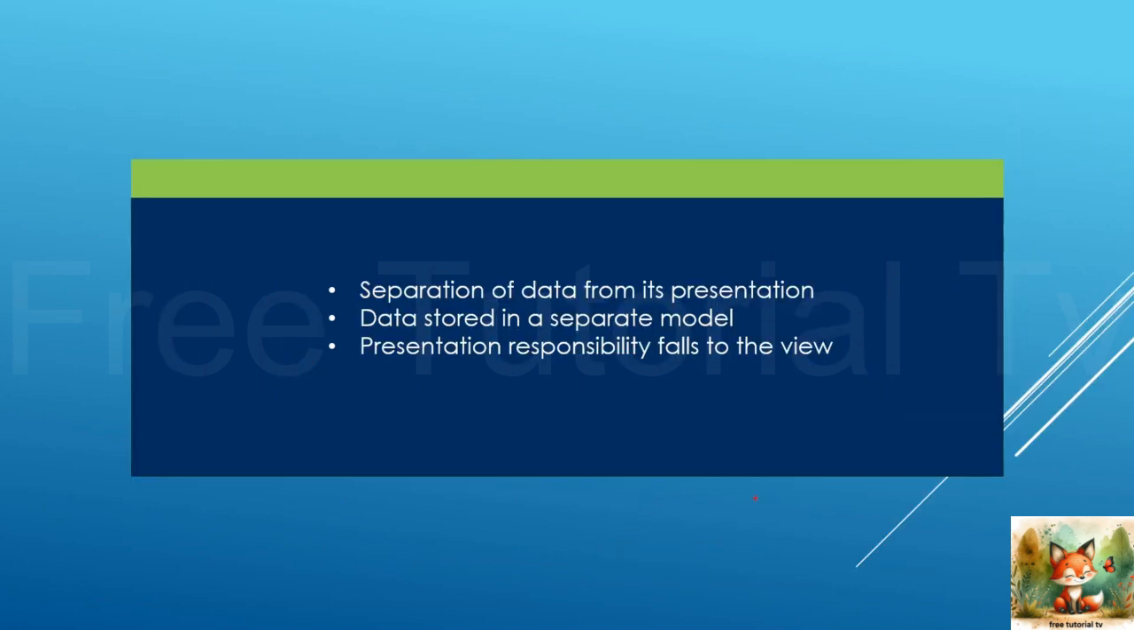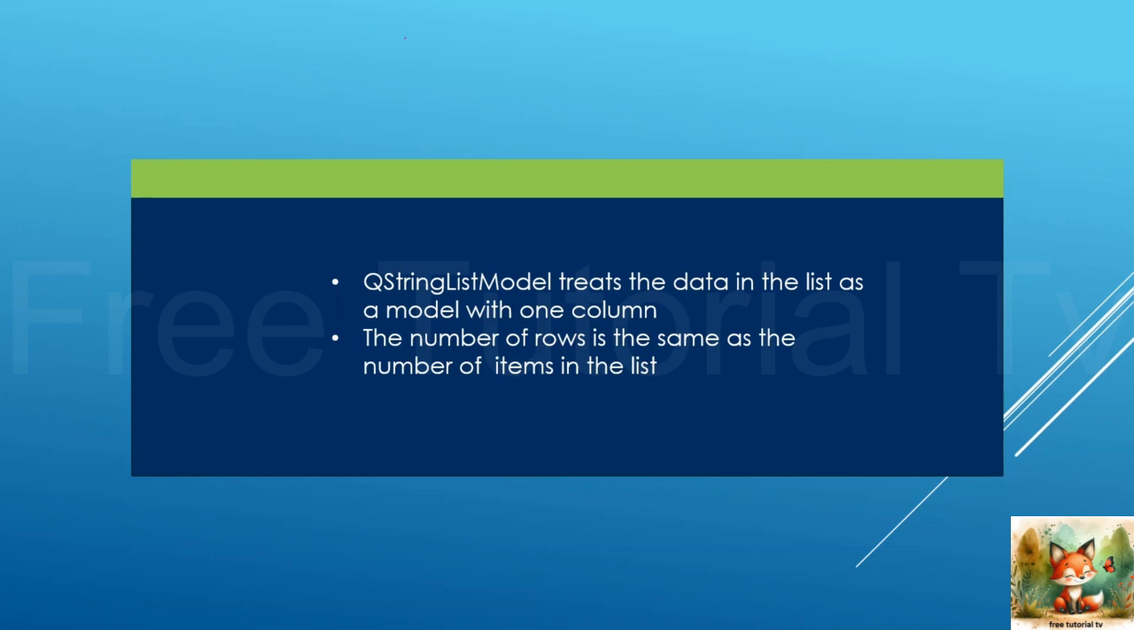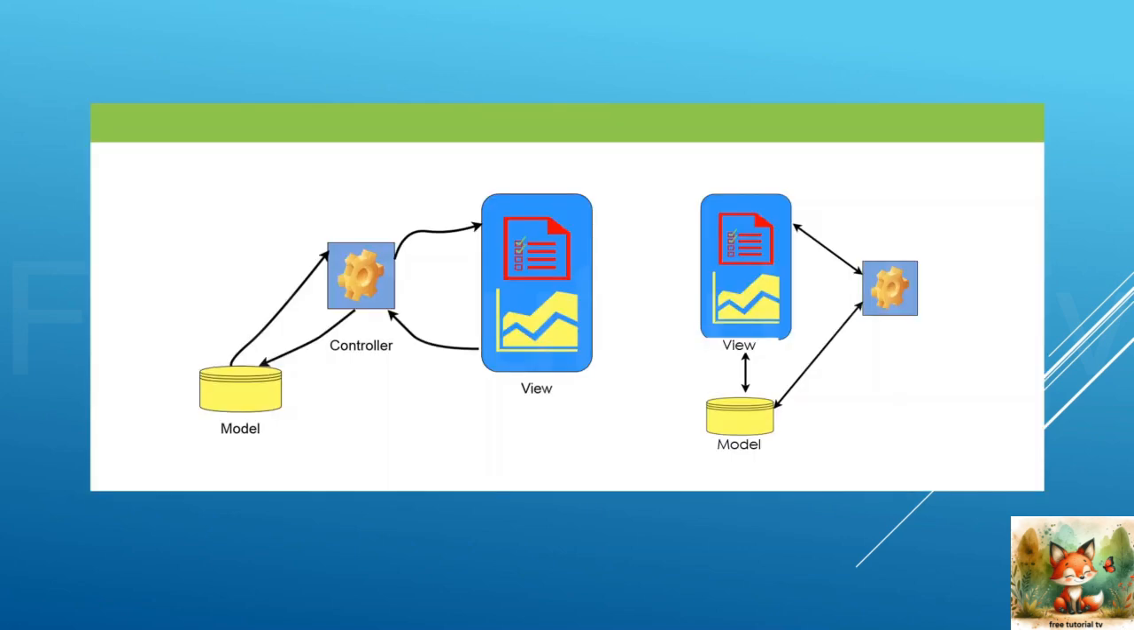Here are a few thoughts about separating the visualization from the storage. Instead of data being wrapped in the widget class, it's going to be stored in a separate model, and the presentation responsibility is going to fall on view classes. In this case, it's going to be QListView. Okay, we will have 2 parts to our application. The model is going to store the data. The view is going to visualize. This is another way to look at this. And a QStringListModel is going to treat the data as a model with 1 column, and the number of rows is going to be the same as the number of items in the list.